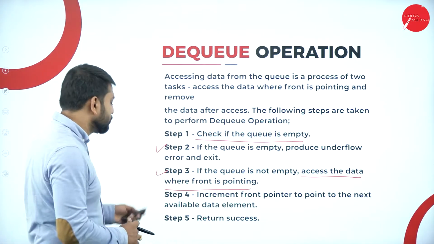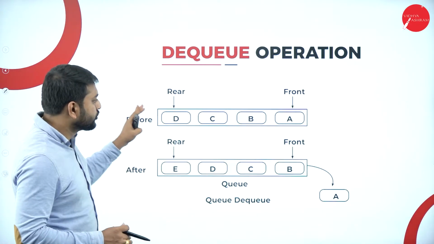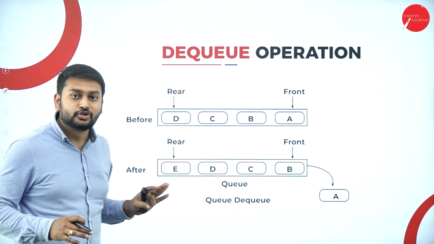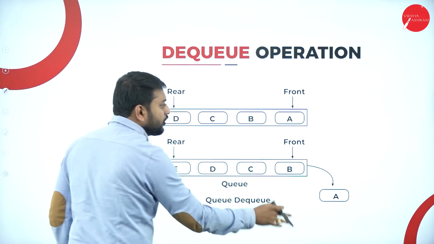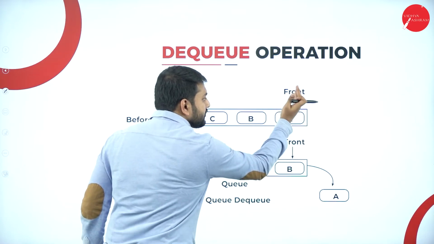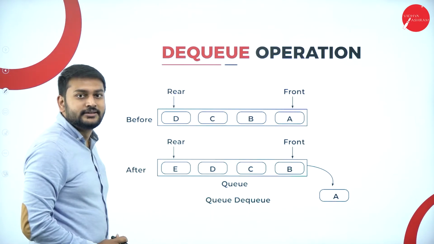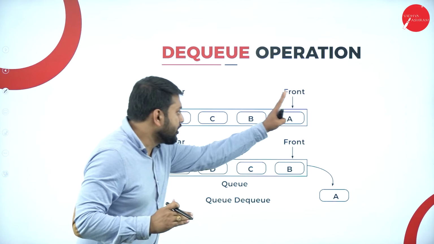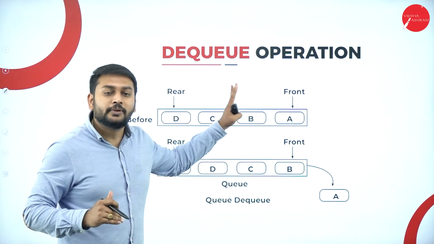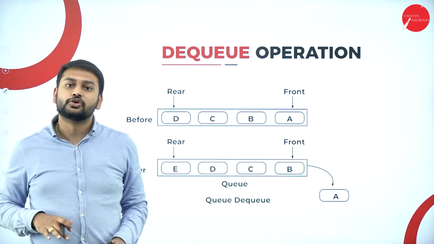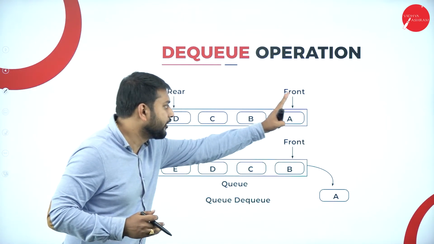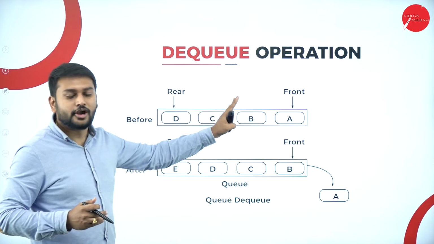Let me show you that with the diagram I have. This is a queue that I have. If my front pointer is here and I want to delete this, I will shift this pointer to this. That will be treated as deleting this element from the queue. So I will start moving the front pointer. I will start incrementing the front pointer.